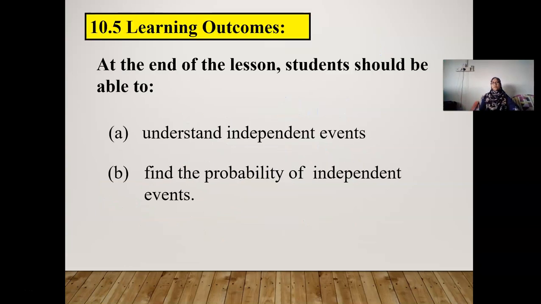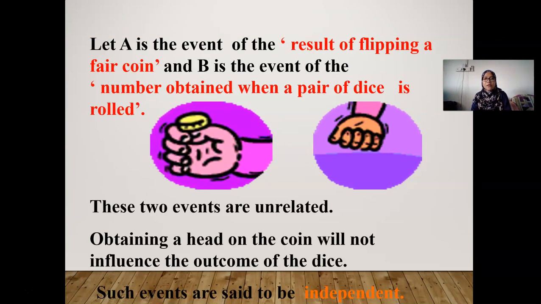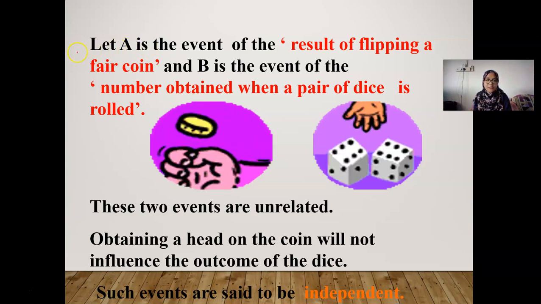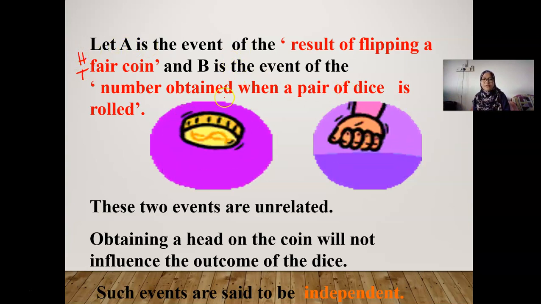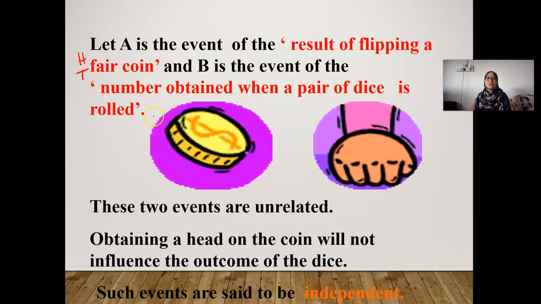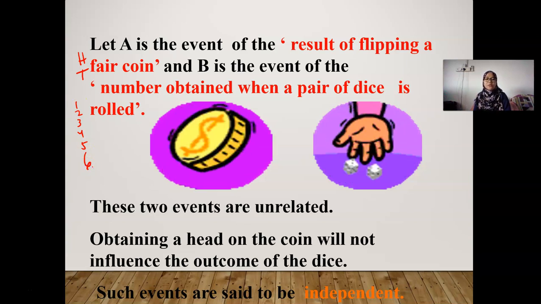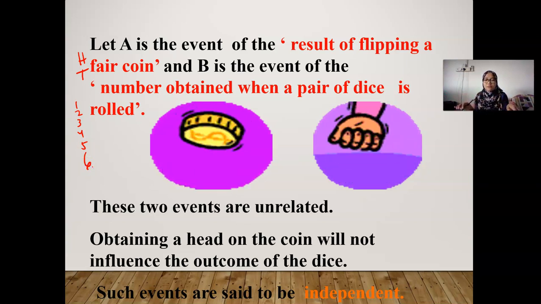So this is what we were talking about, independent just now. It is related to 10.4, independent event. So in 10.5 we will understand what independent events are and the probability of independent events. So this is another example. Let A be the event of the result of flipping a fair coin, H and T. And B is the event of the number obtained when a pair of dice is rolled. So you have 1, 2, 3, 4, 5, 6. These two events are unrelated.